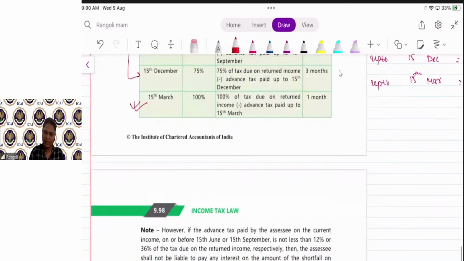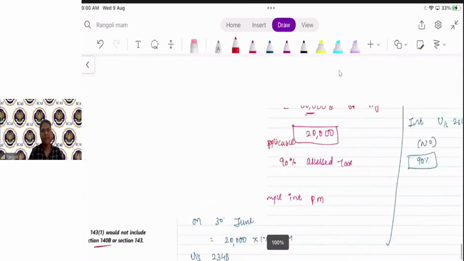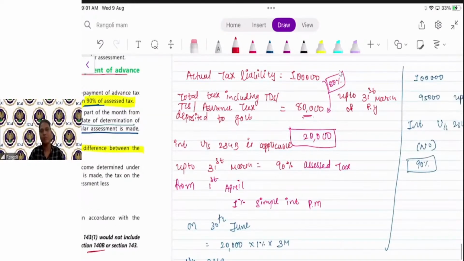Varsha, under 234B, see, just for this example, I need to pay 90% of my assessed tax before 31st March. If before 31st March I have not deposited 90% of my tax, then on the balance tax payable, that is, here 1 lakh is my assessed tax, 80,000 I have deposited up to 31st March. So the difference is 20,000. I need to pay interest under section 234B on 20,000, 1% per month up to the date of deposit of this 20,000 to the account of government. Clear?